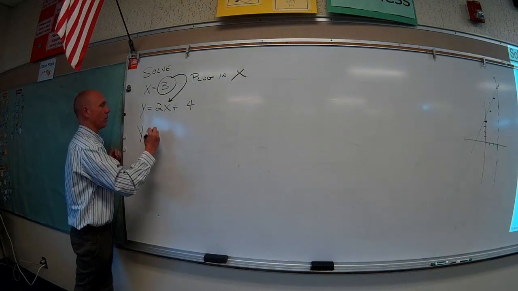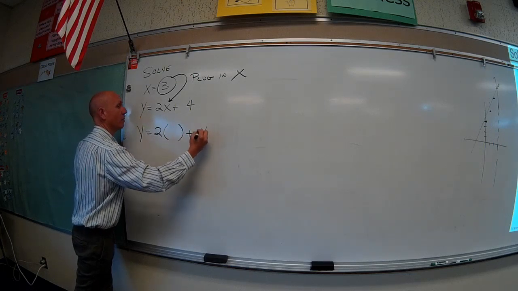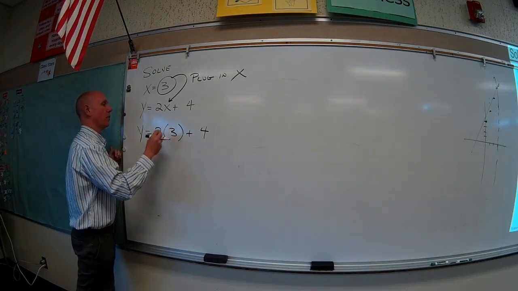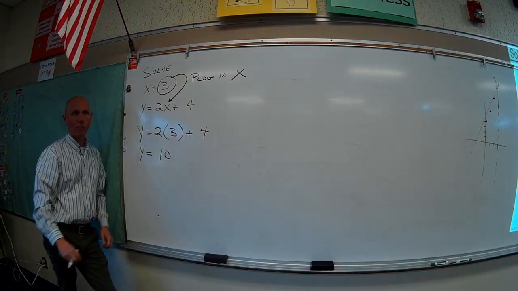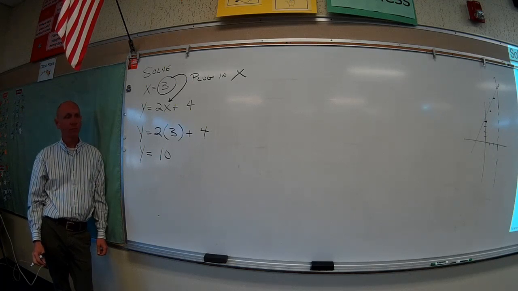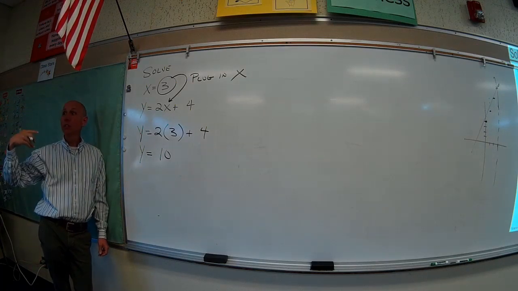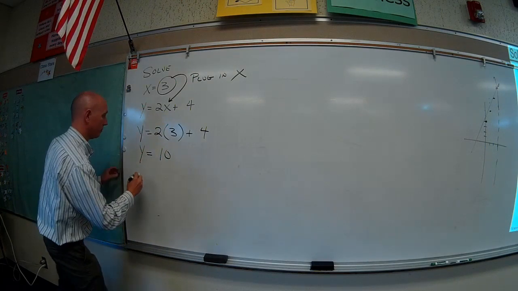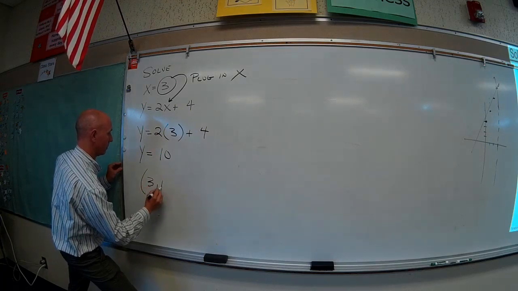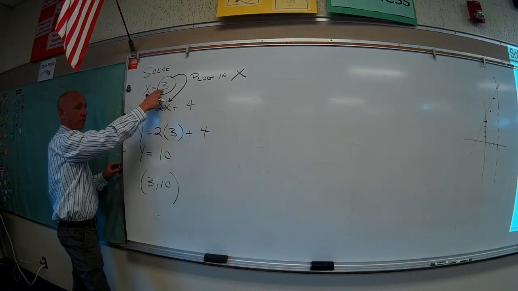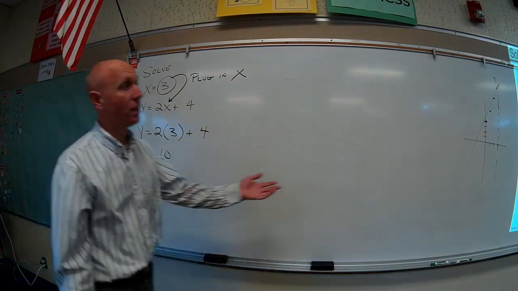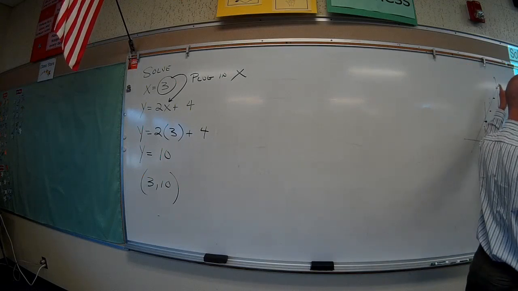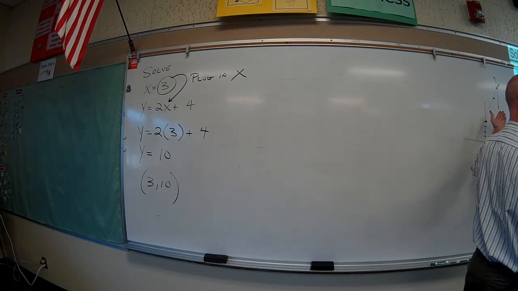So I have now y equals 2x, but what is x? 3. So I have 2 times 3 plus 4, so y equals 10. Yes, so where do these lines meet? 3, 10. The solution is x, y, which is really pretty close to whatever I just did over here.